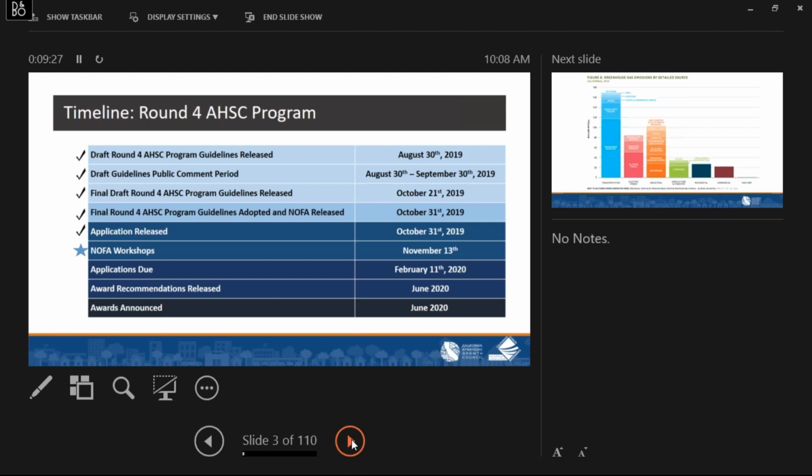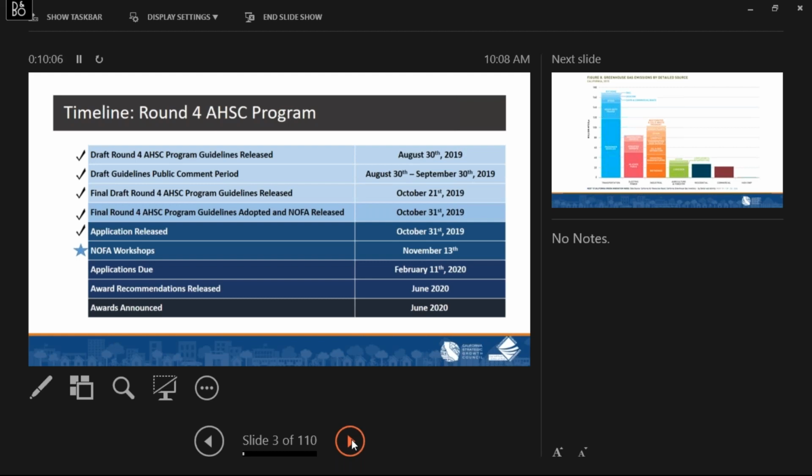So to give a timeline of where we are in the program, some of you may have been involved in the draft iteration of the guidelines, and apologies, these should all say round 5. It's a little oversight. But basically we went through a public comment period, released a draft of the guidelines, went through another public comment period, and released our final round 5 guidelines on October 21st, and they were adopted by the Strategic Growth Council at the October 31st council meeting.